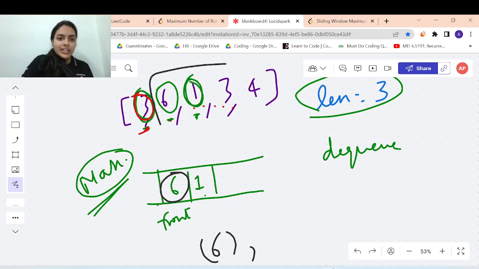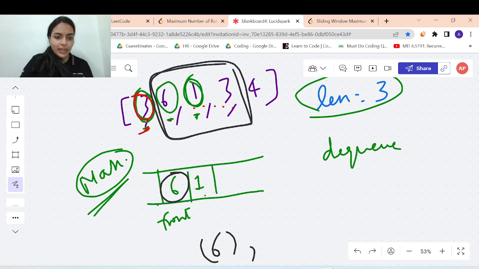Okay, now let us see the second subarray. Now this is the second subarray. What is happening in the second subarray is we are adding a new element and removing a previous element. So we are adding 3. So what we are going to do now, we see 3.